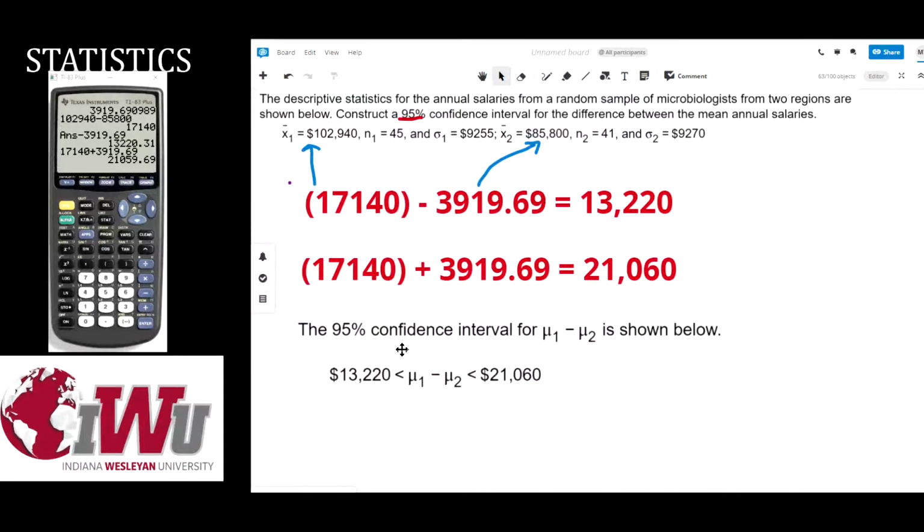And there we go. So the 95% confidence interval for mu1 minus mu2 is shown below. So it's that 13,220 is less than the subtraction of the means from the two populations, or two samples, and is going to be less than 21,060. So there's our confidence interval.